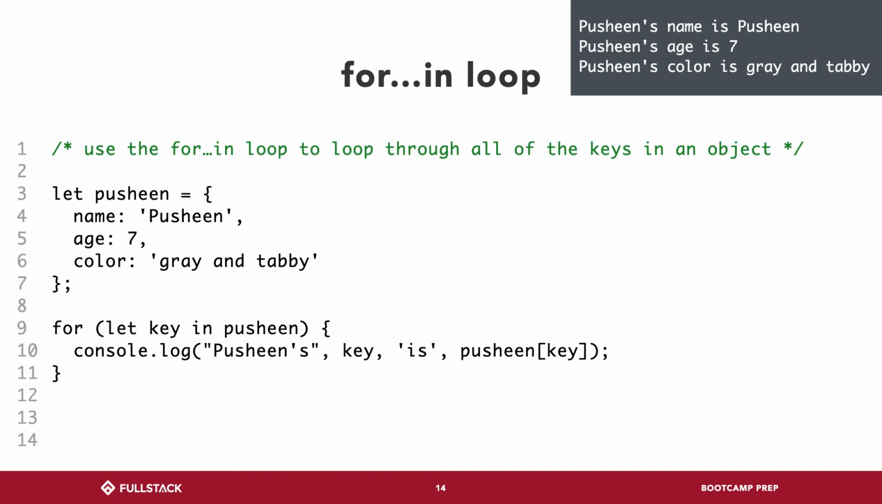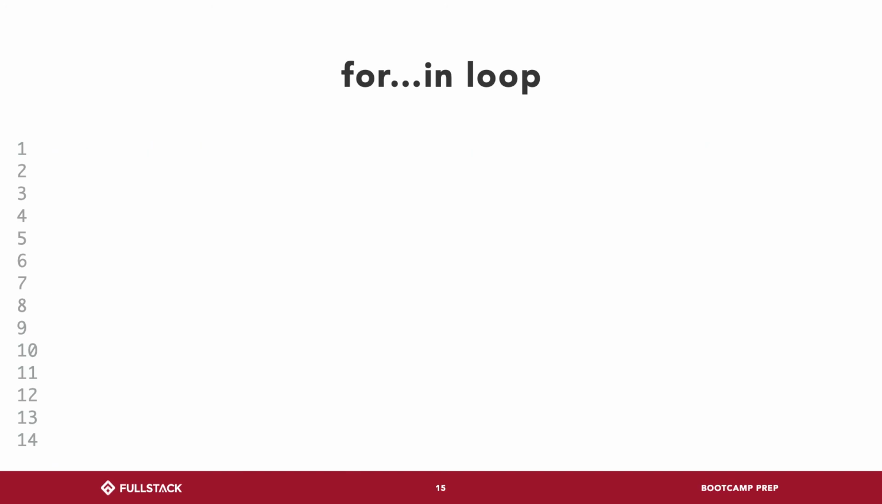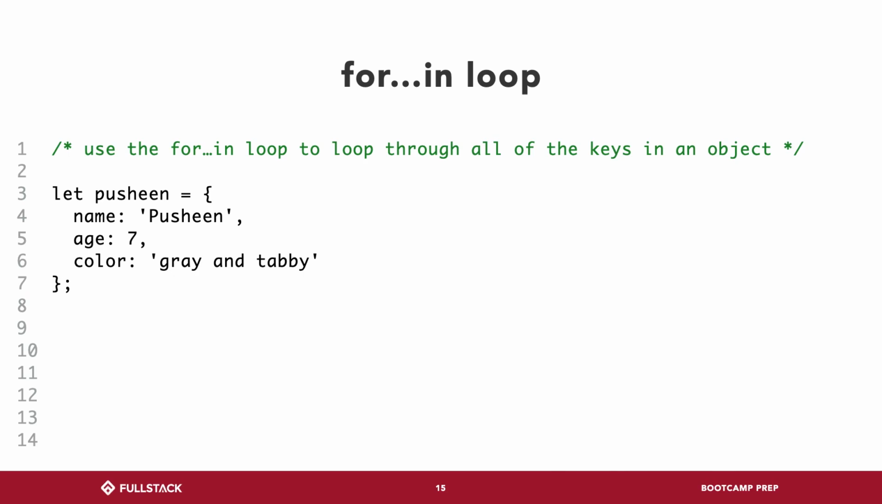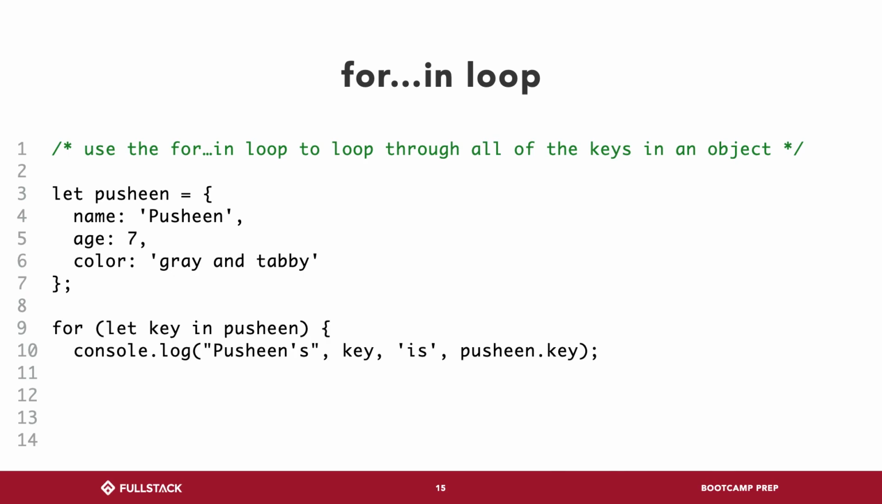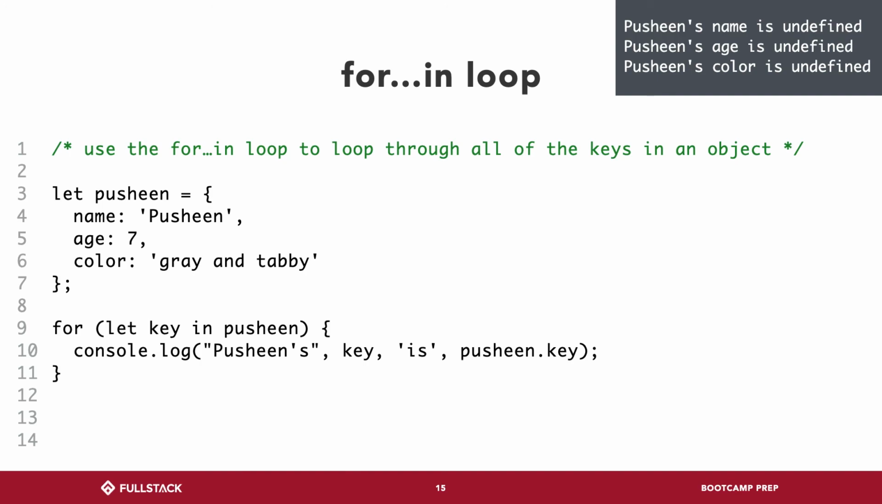Okay? Because if this was a dot, it would just look for Pusheen.key every time. Any other questions? Cool. Use the for loop to loop through all the keys in an object. Oh yeah, so this is exactly what I just said. Pusheen.key gives us undefined, undefined, undefined every time. Okay?